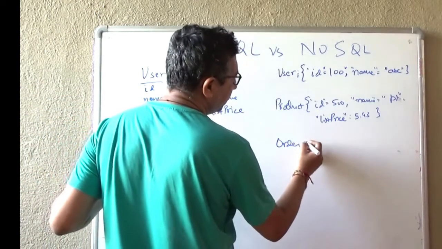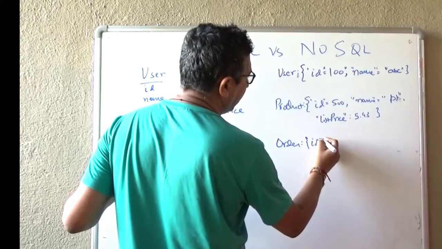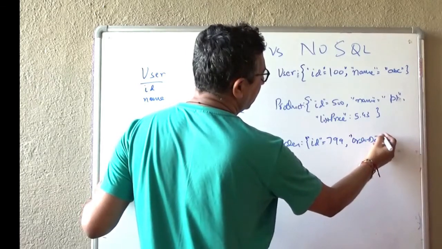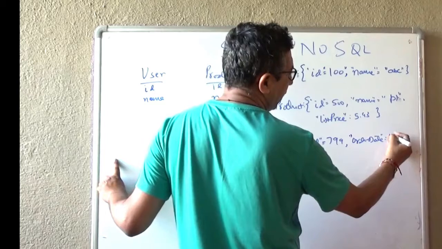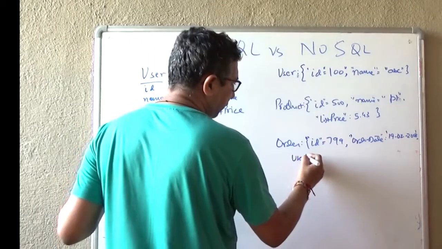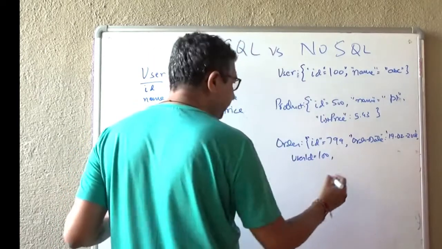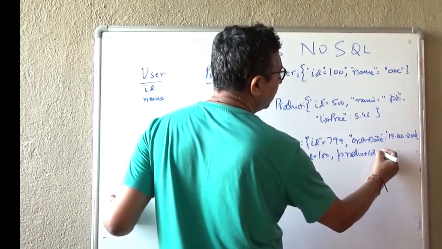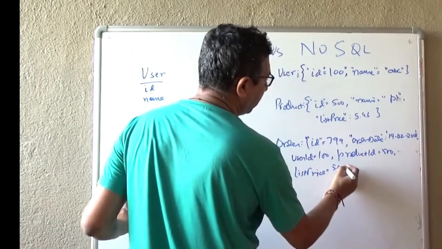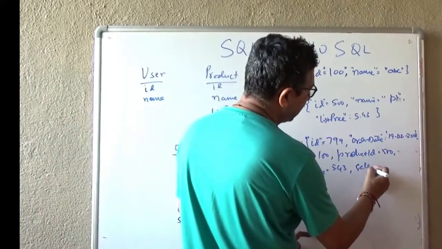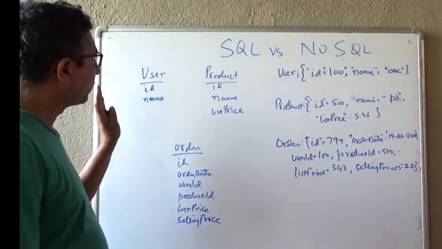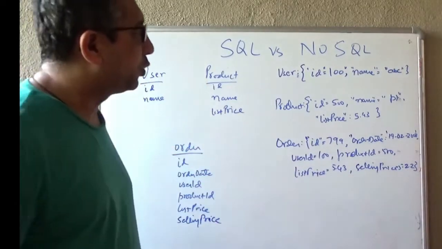And for the order, ID is equal to 799. I'm just throwing some numbers. Order date, let's say 19/02/2018. Then we have user ID, which is 100, product ID, which is 500, list price 5.43, and let's say selling price is 5.22. Okay. A very simple straightforward mapping from the SQL to the NoSQL world.